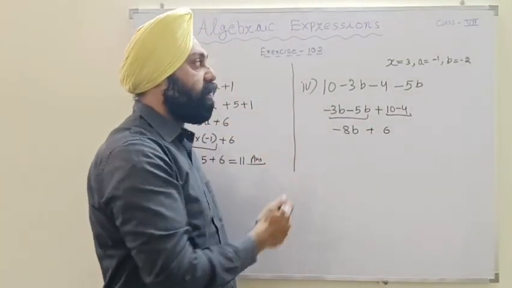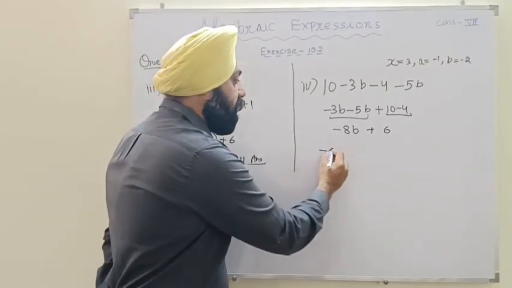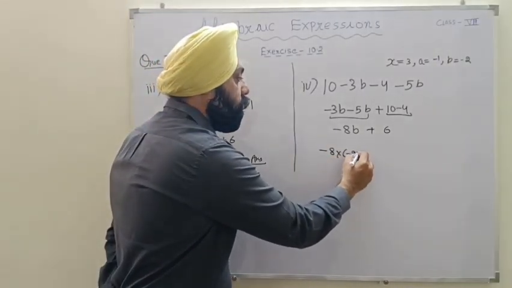So again we will substitute the value of b. So minus 8 into minus 2, plus 6.